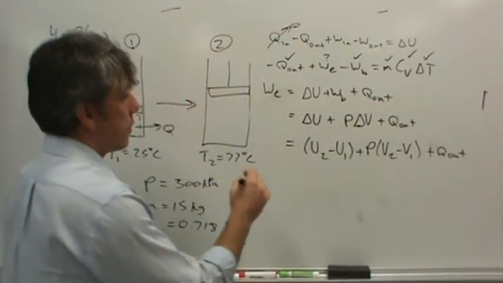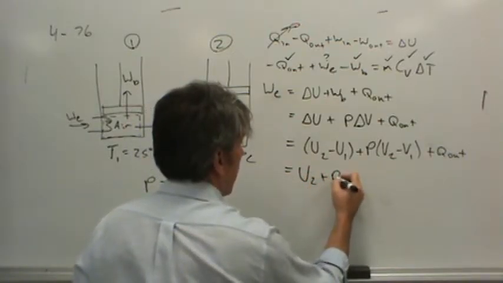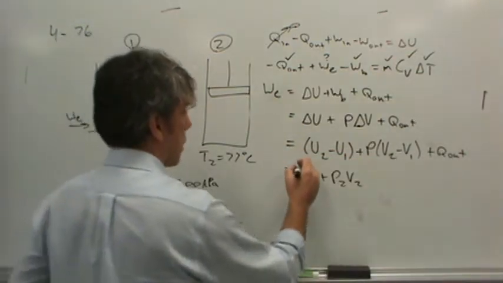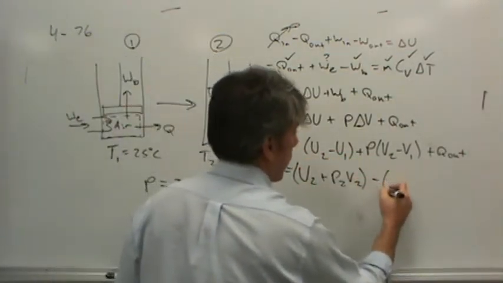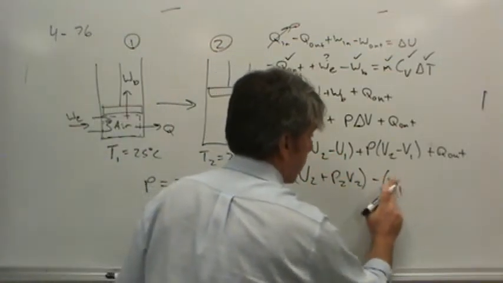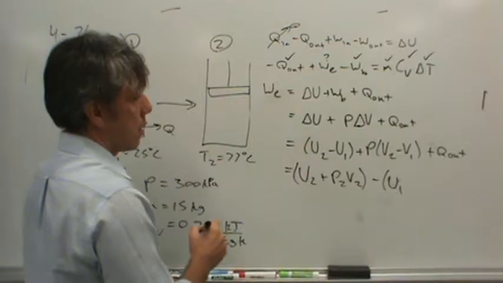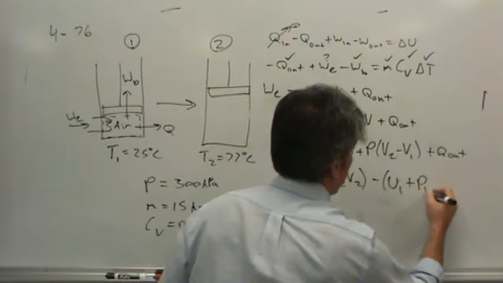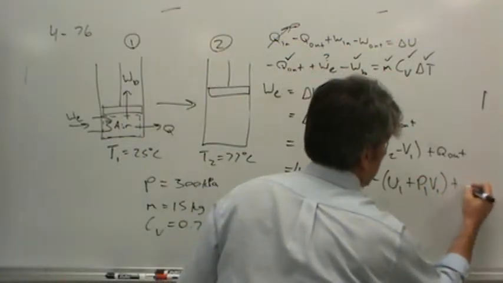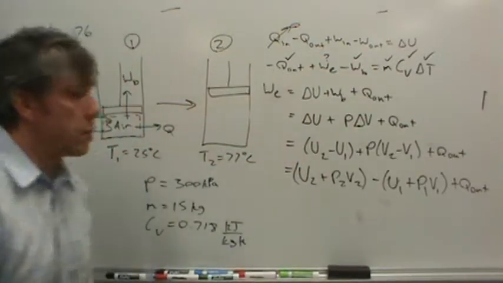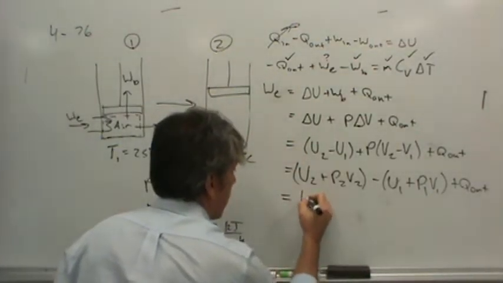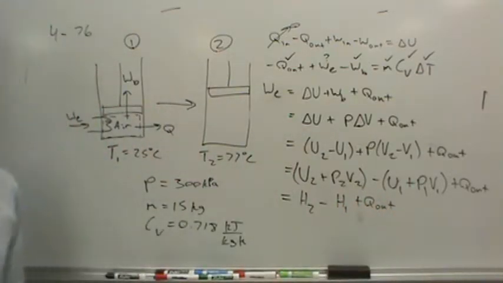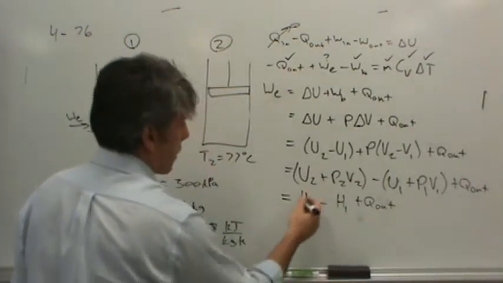And then you'll recognize that U2 plus P2 V2, because I can put whatever subscript I want on the pressure, it's the same in both states, less the quantity U1, notice there's a minus sign on V1, so plus P1 V1, plus Q out is still the same thing, it's just math. But this is the definition of enthalpy. And so now this is a delta H, right?